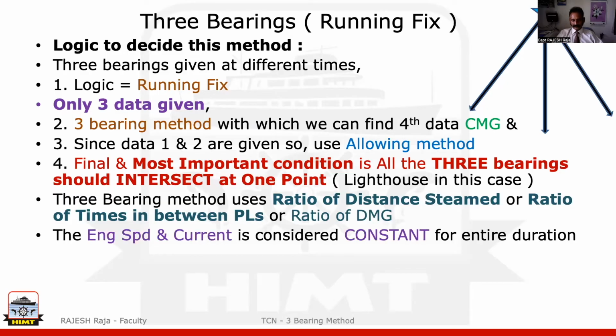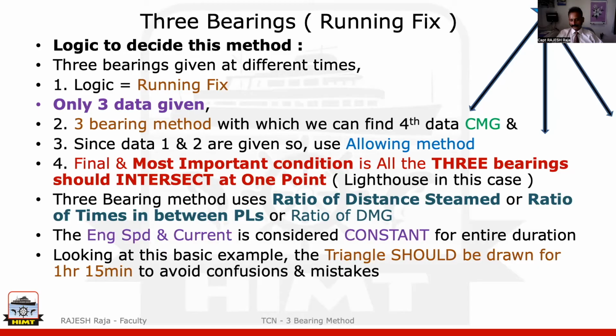All these questions, if I want to use a ratio, sometimes this sentence is used in the question paper, so there's nothing to get confused. Obviously, if the engine speed and current are constant, then only I can use a ratio. So that is the reason this sentence will be used, that the speed and the current are assumed constant throughout the question. So it's very obvious I need this condition to satisfy my solution.